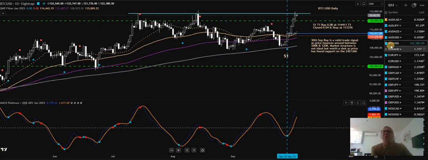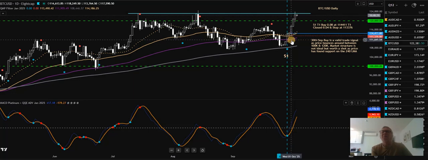BTC USD, Bitcoin, looks like it might have made a new high. What's the high here? The high there was 124. Yeah, 55, 100, what's that high? 123. Not quite a new high, very close though.